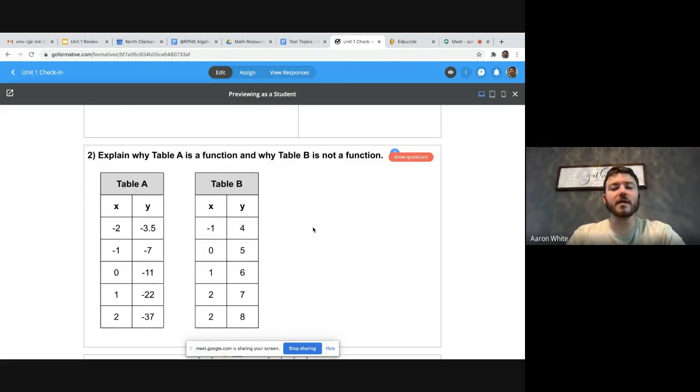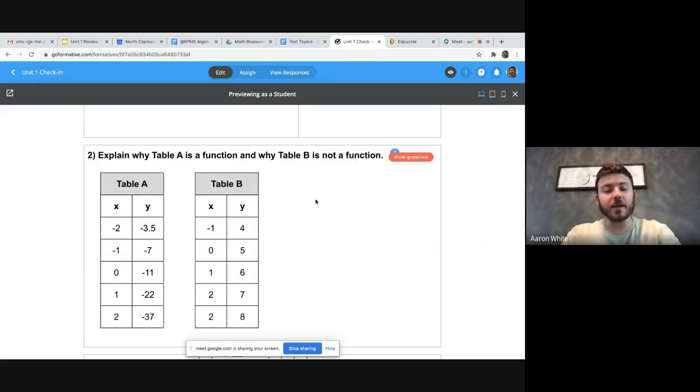One thing that I saw happen quite a few times was students would tell me in their response window that table A is a function and table B is not a function. While that is true, that's also already stated in the question. The reason why we're giving that to you is because we want you to give us an explanation as to why this is the case.